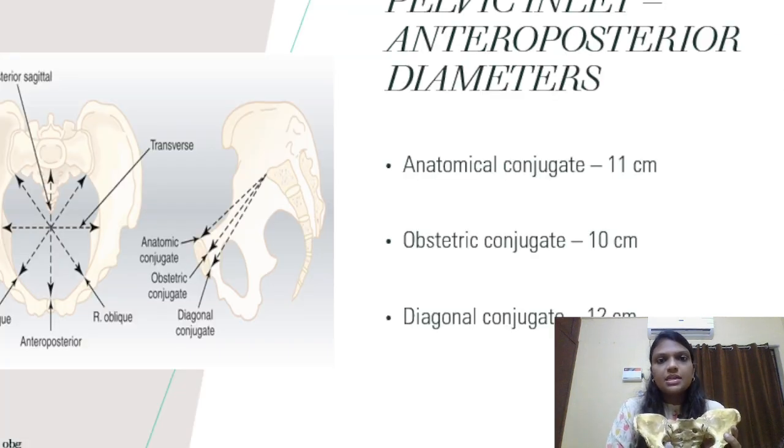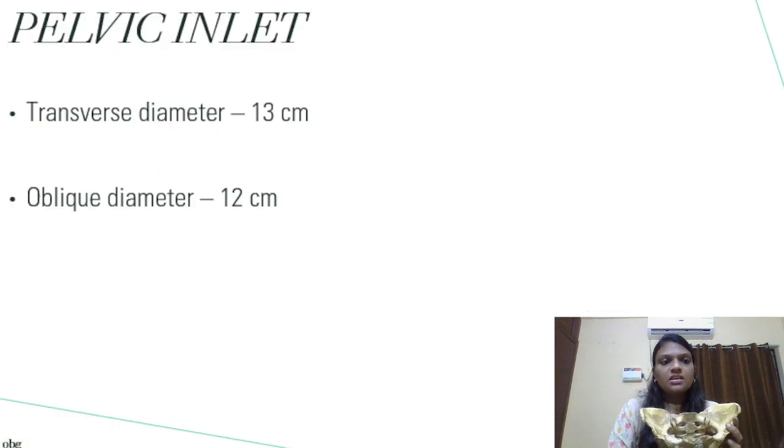The anatomical conjugate measures about 11 centimeters, obstetric about 10 centimeters, and the diagonal conjugate about 12 centimeters. The clinically measurable conjugate is that of the diagonal conjugate. Next, the transverse diameter measures about 13 centimeters, and the oblique diameter of the pelvic inlet is about 12 centimeters. So the largest diameter in the pelvic inlet is the transverse diameter.